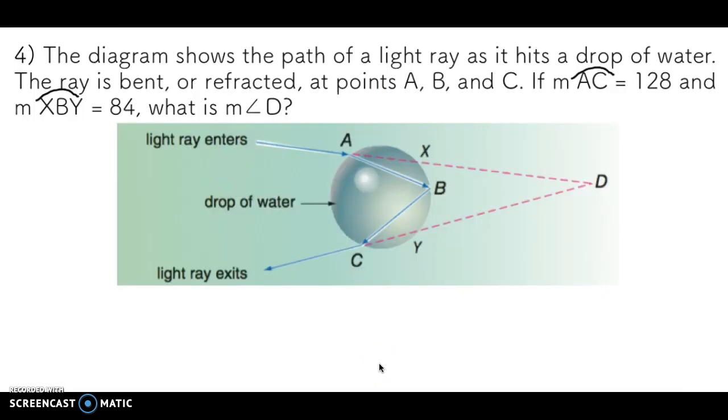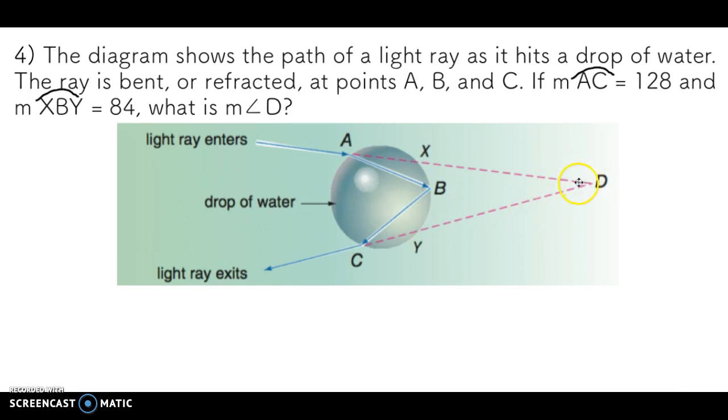Okay, the diagram shows the path of a ray of light as it hits a drop of water. The ray is bent or refracted at points A, B, and C. If the measure of arc AC is 128 and the measure of arc XBY is 84, what is the measure of angle D? So the measure of arc AC is 128, the measure of arc XBY is 84. What is the measure of angle D?